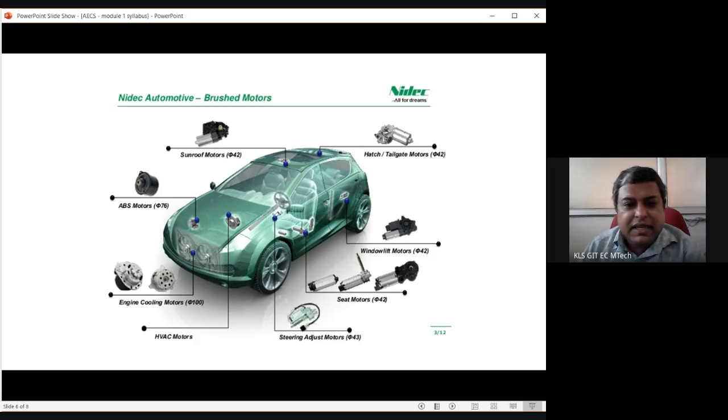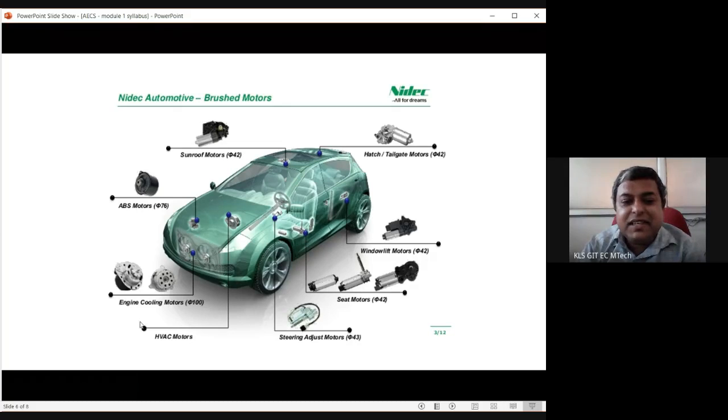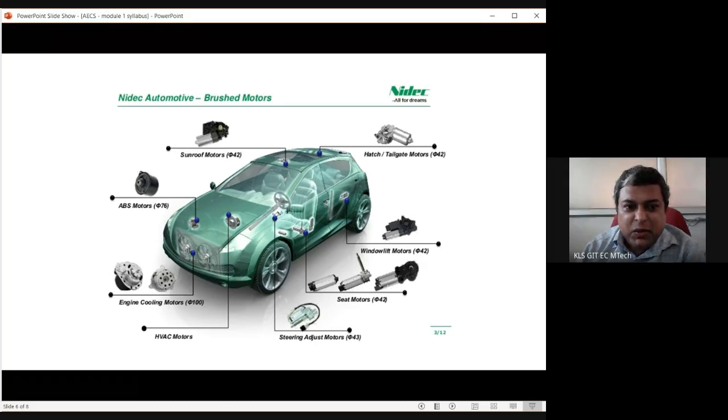So what this slide is telling us is what all motors we have in a car. First, from the top, there is a sunroof motor, then a hatch or tailgate motor, a window lift motor, a seat motor, and a steering adjust motor. This is mainly important, as everybody uses the steering adjust motor. HVAC motor, what is that? What is HVAC? High voltage AC motor? High voltage HVAC, what is HVAC, Naveen? AC. Blower motor. Okay, we'll find it out. Then the engine cooling motor is there, and the ABS motor.